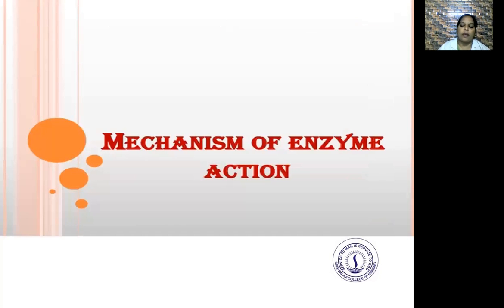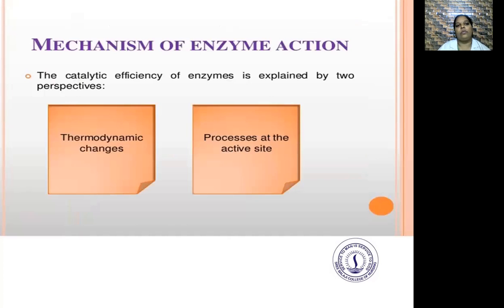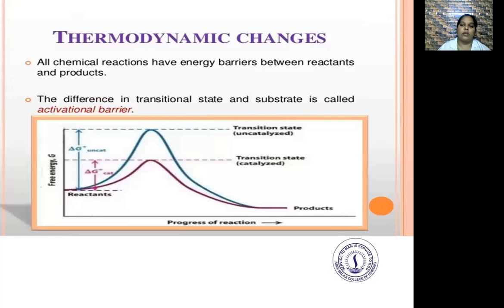Mechanism of enzyme action. The catalytic efficiency of enzymes is explained by two perspectives: thermodynamic changes and processes at the active site. Thermodynamic changes: all chemical reactions have energy barriers between the products and the substrate.